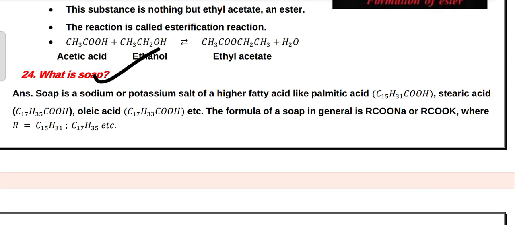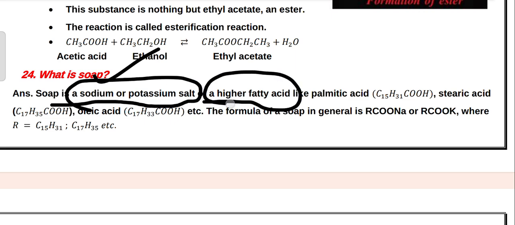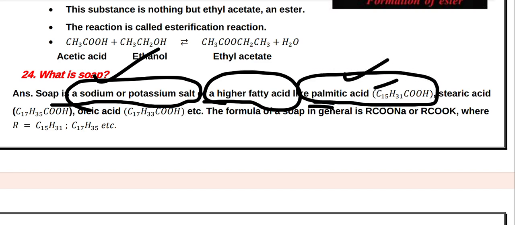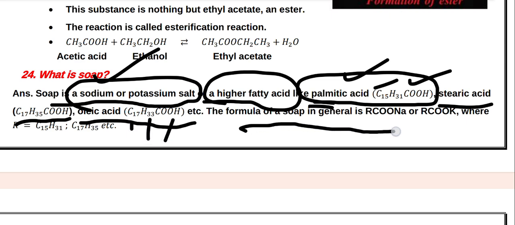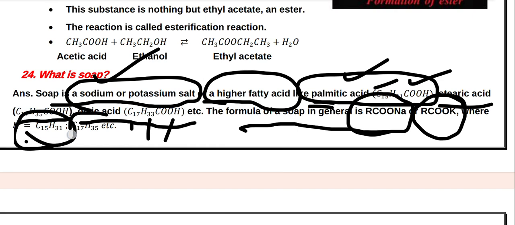So, what is a soap? Soap is sodium or potassium salt of higher fatty acid like palmitic acid, C15H31COOH, stearic acid, C17H35COOH, oleic acid, C17H33COOH. The formula of soap in general is RCOONa or RCOOK, where R is equal to C15H31 or C17H35.